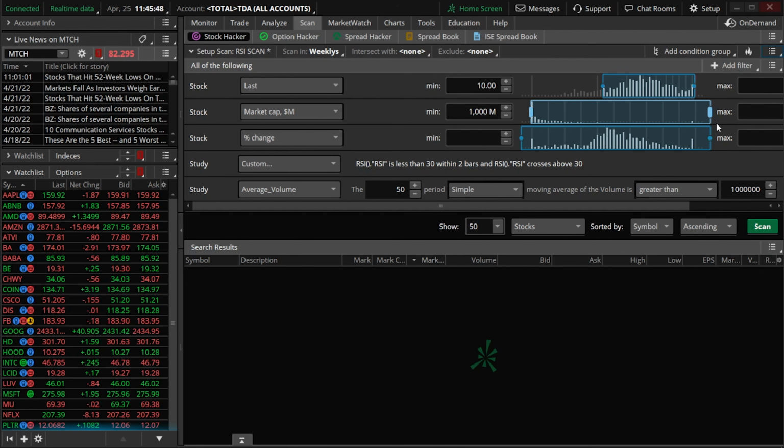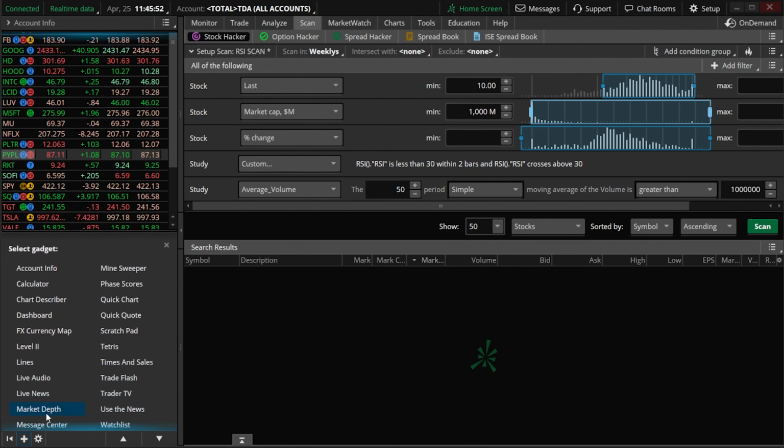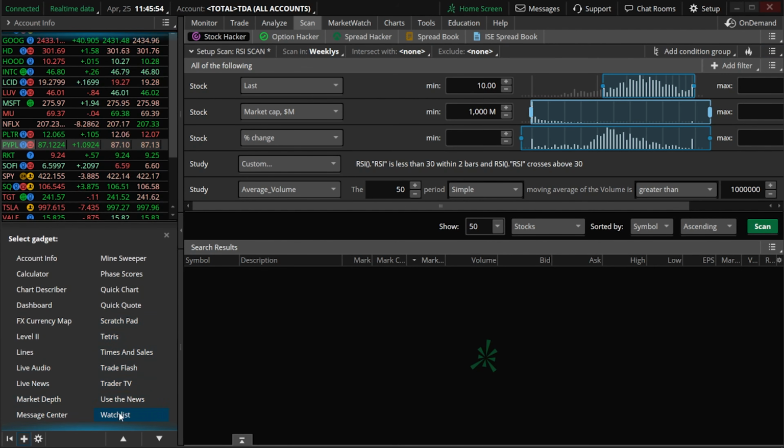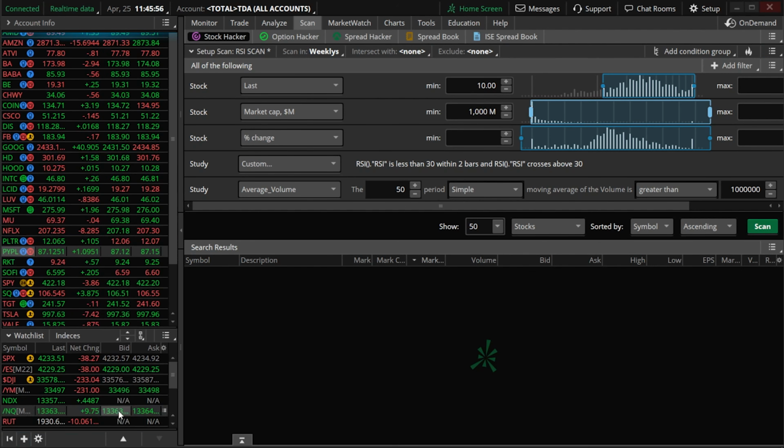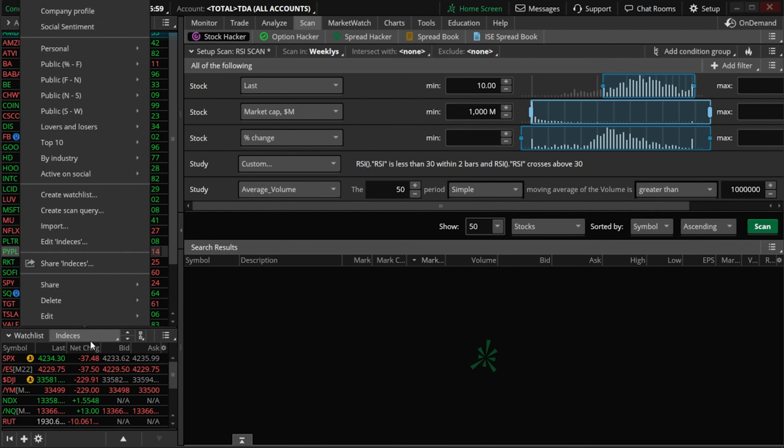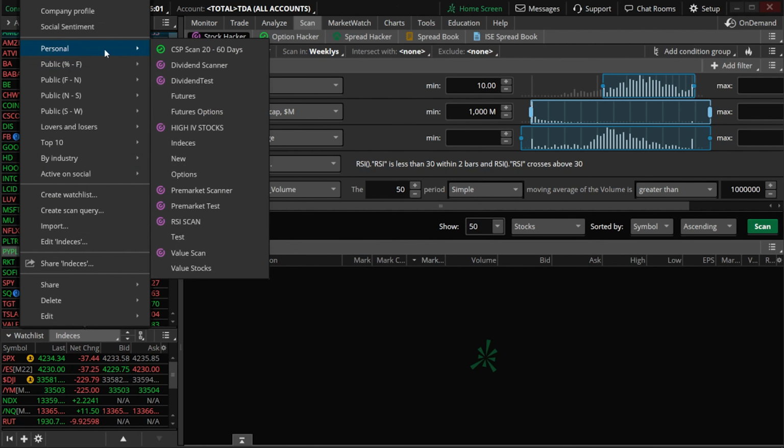Once the scan is saved, I can actually come over here to my side panel, and let's actually just add another watch list here down below so I don't get rid of one of my other ones. I can then come over here to the name of the watch list, come up here to all of my personal watch list, and find the RSI scan that we just made.